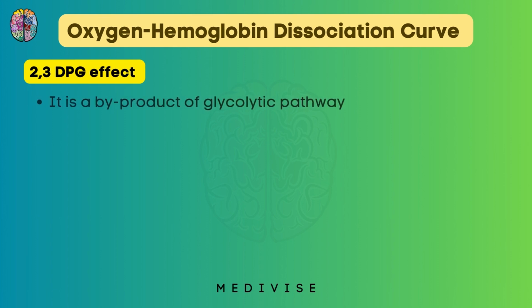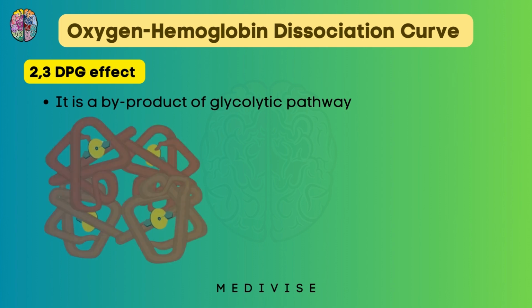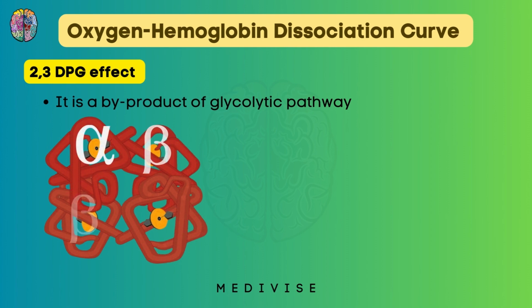Okay, now let's try to understand what exactly is this 2,3-DPG and how does increasing it cause a right shift. So it is a byproduct of the glycolytic pathway. Now what effect does it have on the hemoglobin? So take this to be the hemoglobin. Here we have two alpha chains and two beta chains.